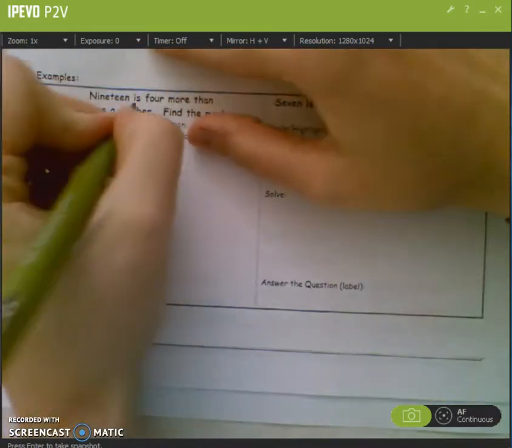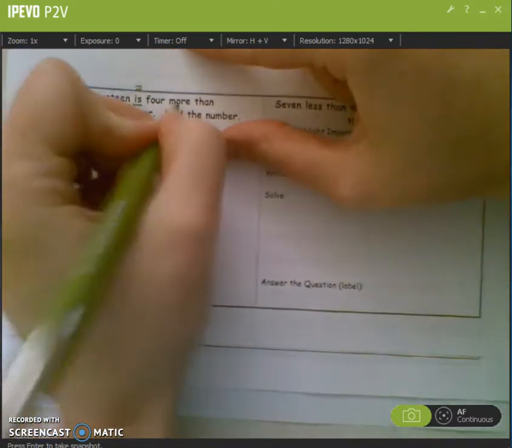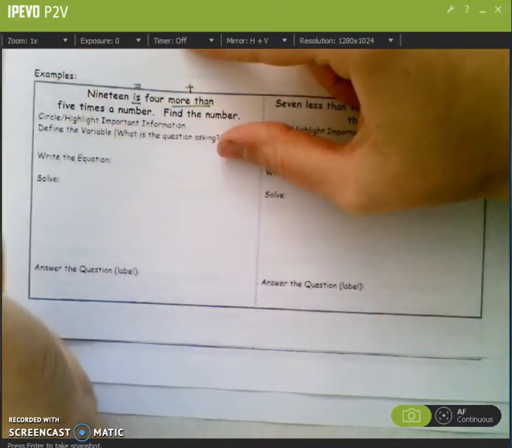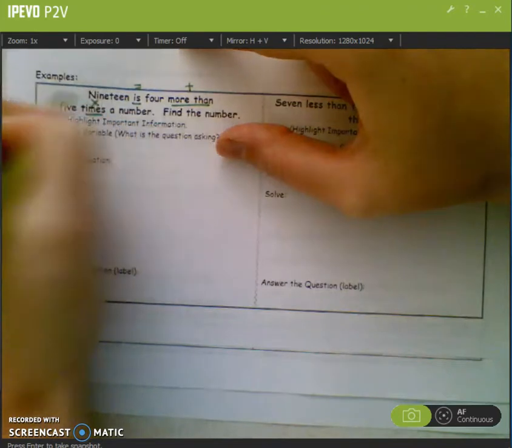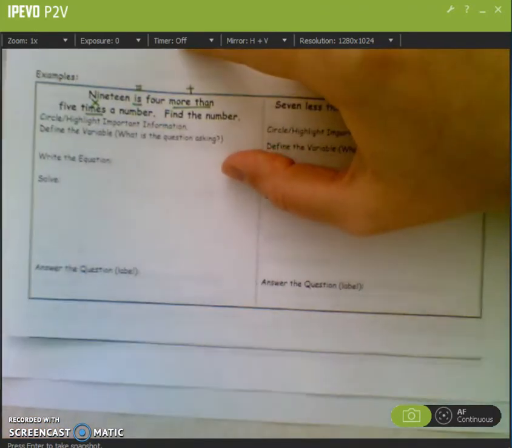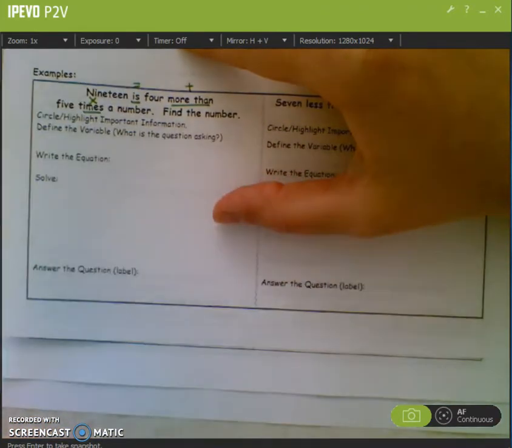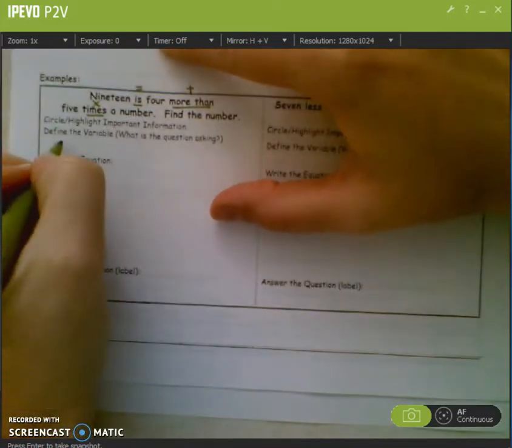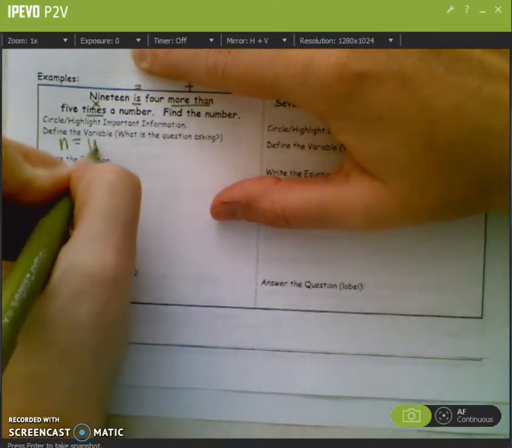Well, 19 is means equal to. 4 more than means add. 5 times the number, times means multiply. So those are some important words. Define the variable. It's asking us to find a number, so n equals my unknown number.